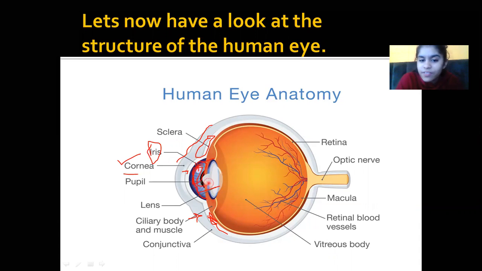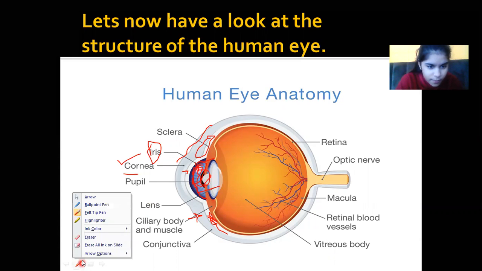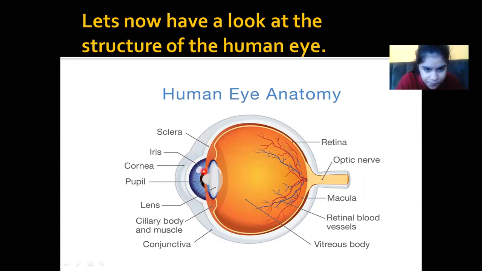After that you have this black hole. Let me clear the screen, then you will be able to see. Can you see this black hole? This is the pupil. What is the function of the pupil? It allows light to enter.